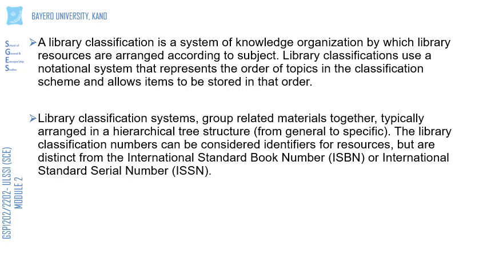Library classification is a system of knowledge organization by which library resources are arranged according to subject. Library classifications use a notational system that represents the order of topics in the classification scheme and allows items to be sorted in that order. So a library classification scheme groups related materials together, typically arranged in a hierarchical tree structure from general to specific.